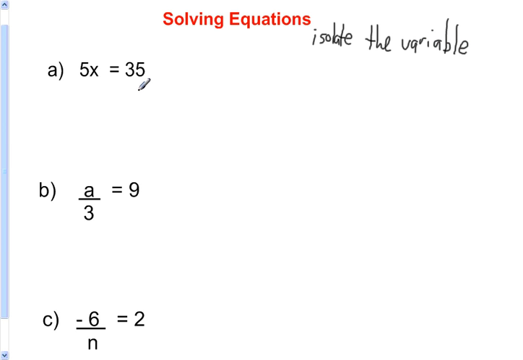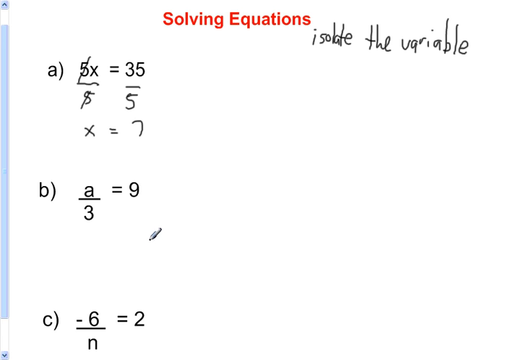So we have 5x equals 35. If we want to isolate x, get x by itself, we need to split apart this 5 and the x. And remember, we do that by dividing by 5. If we divide both sides by 5, the 5 in the top and the 5 in the bottom are going to cancel each other out, or divide each other out. And we're just going to be left with x. And 35 divided by 5 is just 7. So our original equation had an equal sign. Our final answer has an equal sign as well. It is an equation as well.